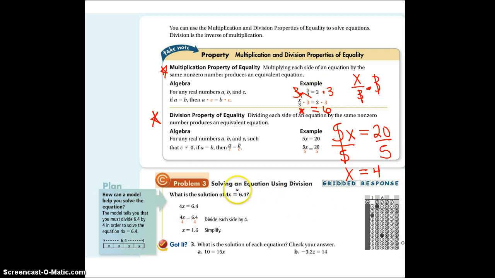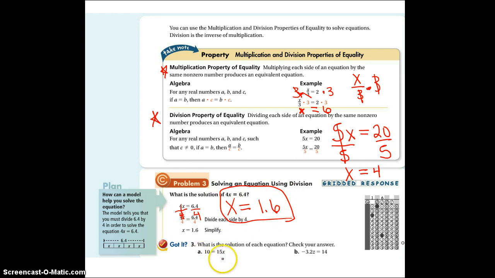Okay, and then problem number 3, solving an equation using division. So 4x equals 6.4. If I want to get that x by itself, I would have to divide both sides by 4. That's the only way I can get those 4's to cancel out and get the x by itself. So 6.4 divided by 4 is 1.6. And of course, we can always take that and plug it in. Work through these real quick.